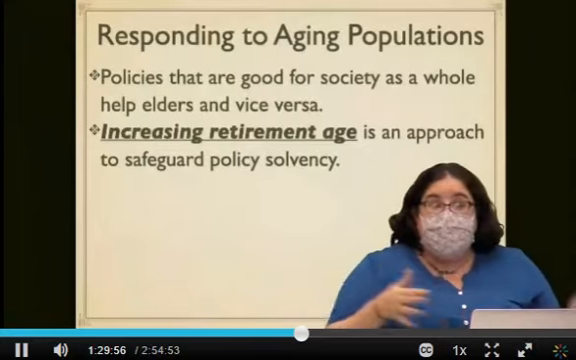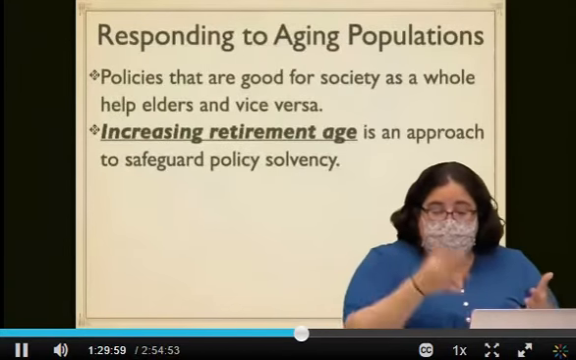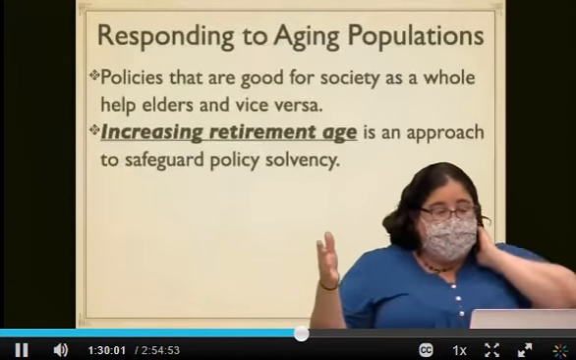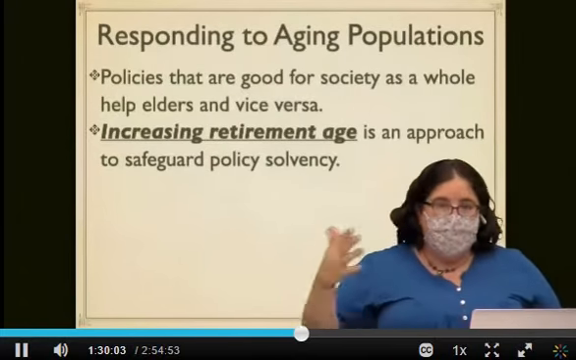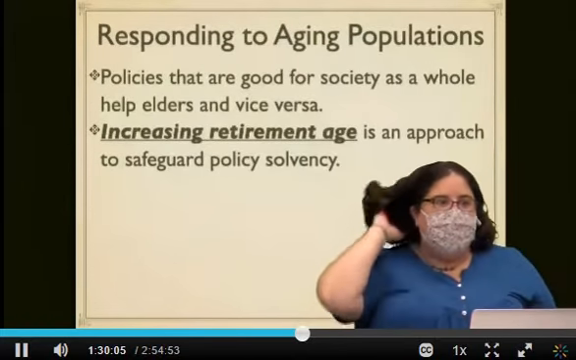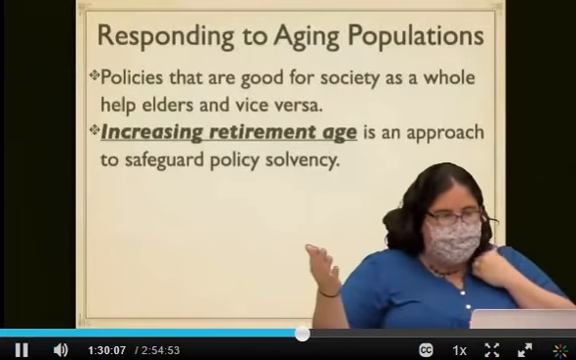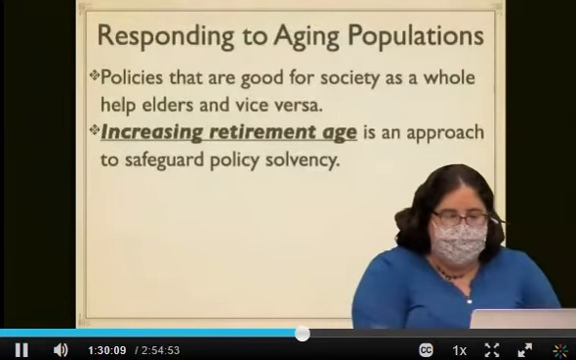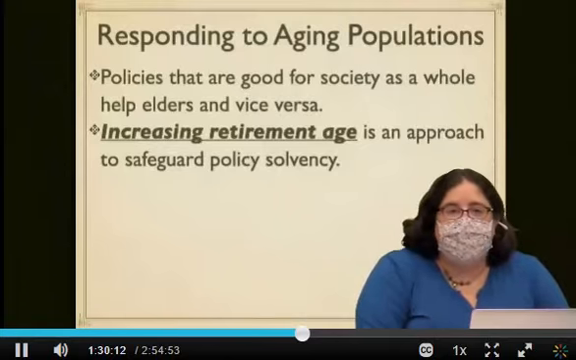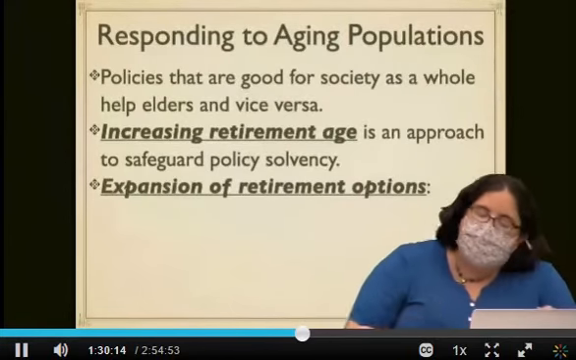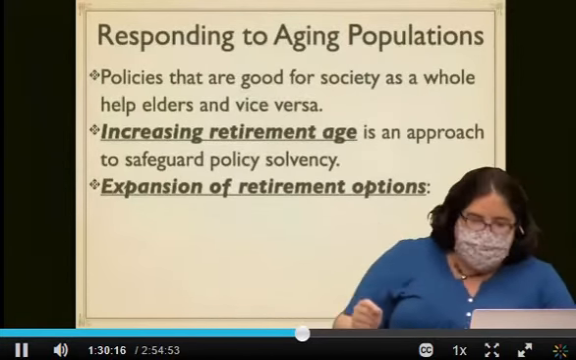Now, it does mean that people have to wait longer, and they might struggle more before they get to that retirement age. But it's one way that we've tried to address this issue of solvency. The other thing we've done with relation to retirement is to expand people's retirement options.